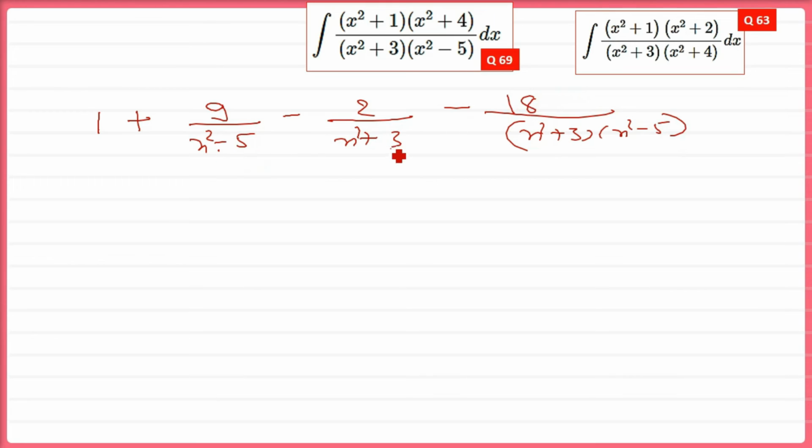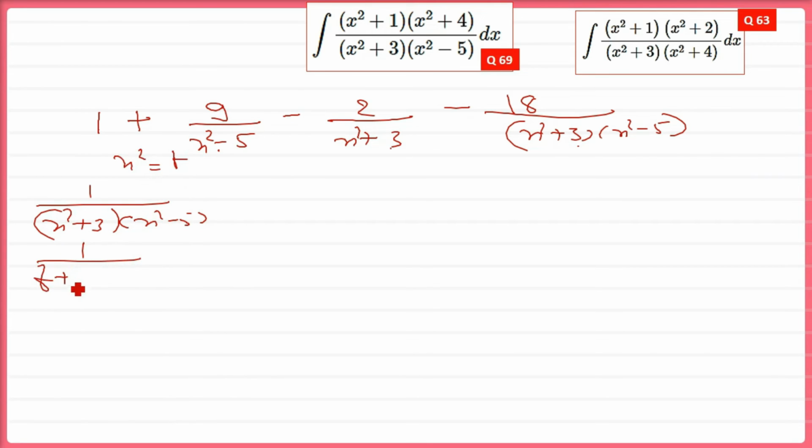Now this term, the first, second, third terms you can integrate easily. The fourth term, we can have these two separate terms out of it, a by x square plus 3 and b by x square minus 5, and that will get combined with the second and third term. I am just doing it separately, x square plus 3 and x square minus 5 in the denominator. I am taking x square as t.